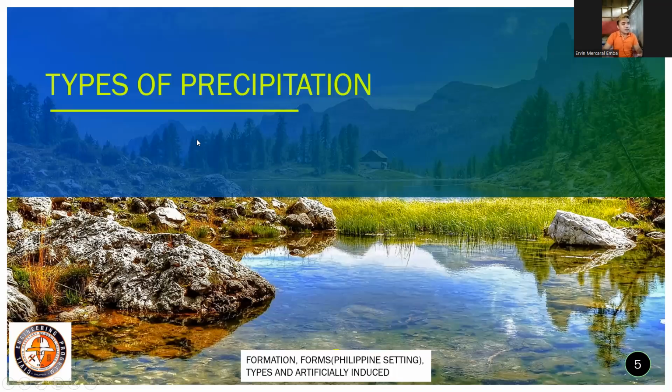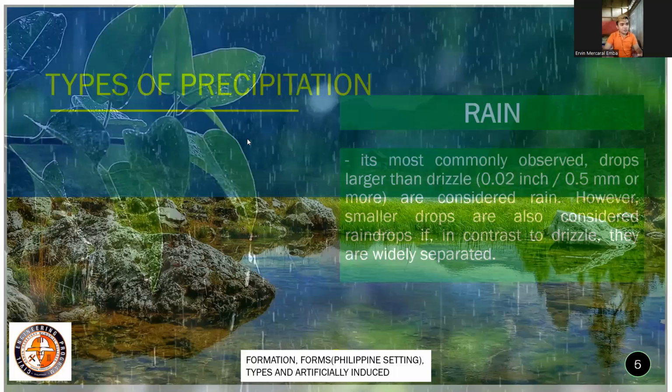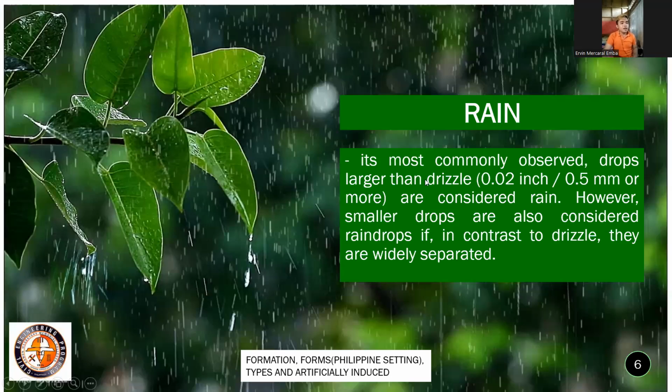So these are the types of precipitation. First is rain. It is the most commonly observed. Drops larger than drizzle, 0.02 inch or 0.5 millimeters or more, are considered rain. However, smaller drops are also considered raindrops if, in contrast to drizzle, they are widely separated. So rain is liquid, right?